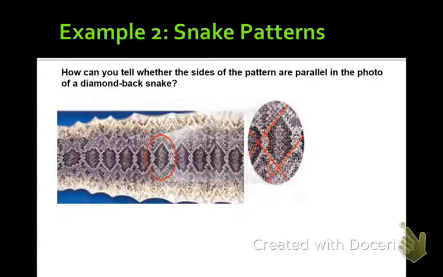All right, how can you tell whether the sides of the pattern are parallel in the photo of a diamondback snake? So they've got this pattern. They show a close-up. These two angles are congruent. How do I know that these sides are parallel? If these two angles are congruent, what would that be? Which one? What are those two angles that are marked? Here and here. What is their relationship?